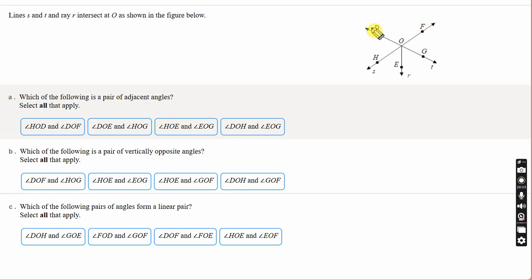HOD and DOF. Sorry, that line extended. DOF. Where's DOF? Now, what do you see? Okay, I'll choose another color so you can see the overlapping. DOF. Now you can see the pink and the yellow, they're overlapping, and the other two rays are going in opposite directions, right? This is what an adjacent angle is, so we'll choose this as the answer.